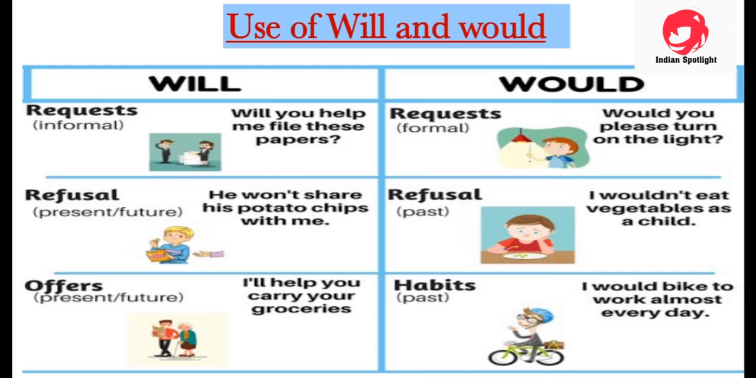Offering something, in present and future tense, will is used. I will help you carry your groceries. While talking about a habit that had already happened in the past, would is used. For example, I would bike to work almost every day. Now, here the speaker is talking about a past habit. That's why would is used in that kind of sentence.